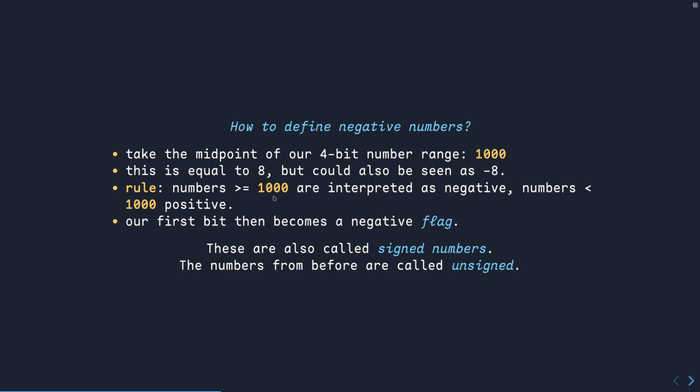And our first bit, if you haven't noticed, is actually becoming a flag for when a number is negative. So when its first bit is 0, we know for a fact that the number we're working with is positive, and when it's 1, we know it's negative, which is a very useful property, which a lot of processors actually use in their circuitry. They'll just check the first bit to see whether a number is negative or not. These are also called signed numbers, and the numbers we were working with previously are referred to as unsigned.